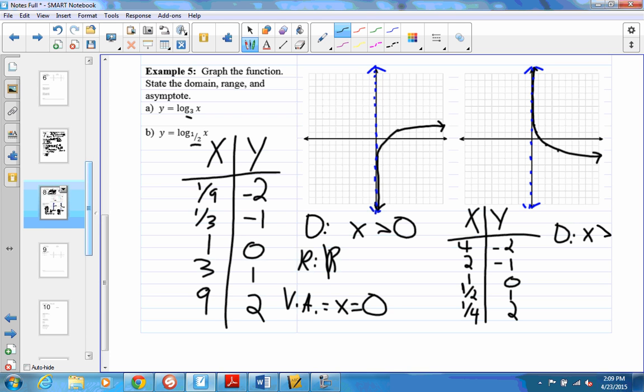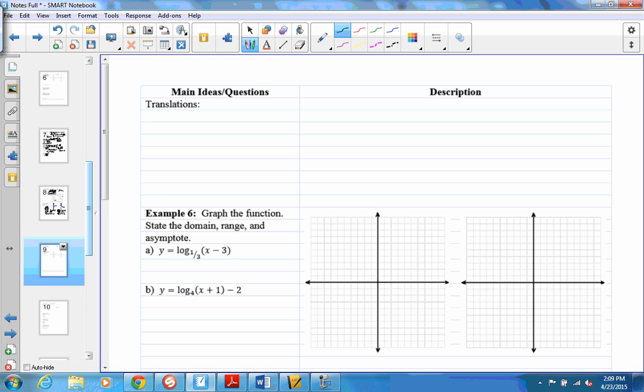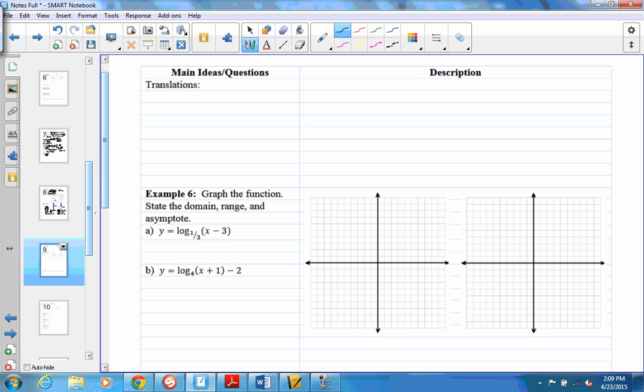Domain on this: x has to be greater than 0, right? All my numbers are to the right of the y-axis. Range, all real numbers, good. And I know that I have a vertical asymptote at x equals 0. Good, so that just segued us very nicely, nicely, that should be an adverb, into translations. Translations are actually pretty easy.